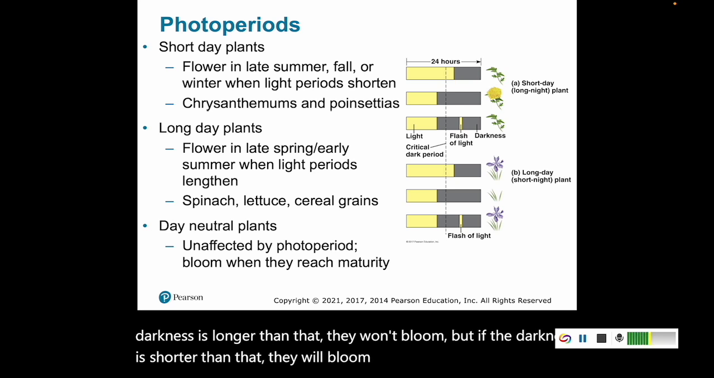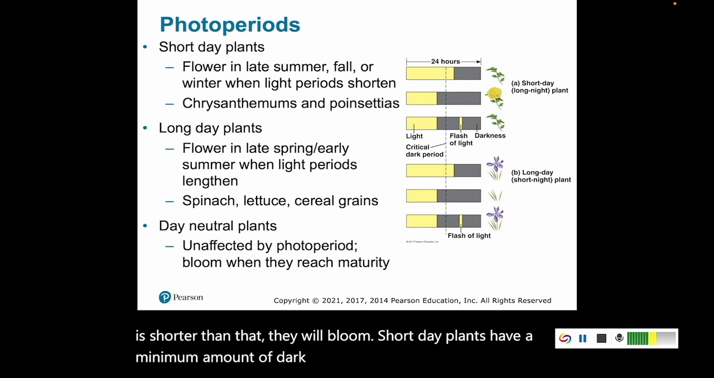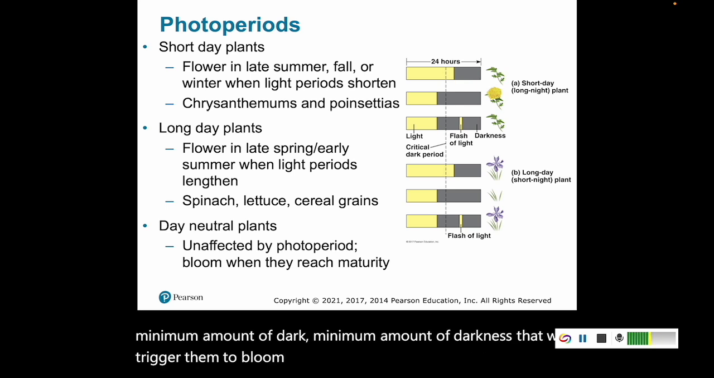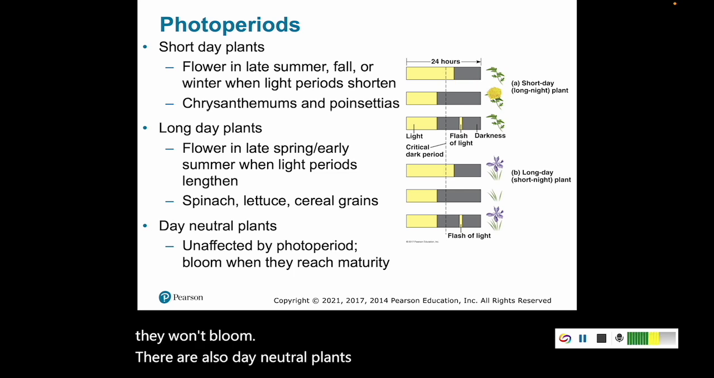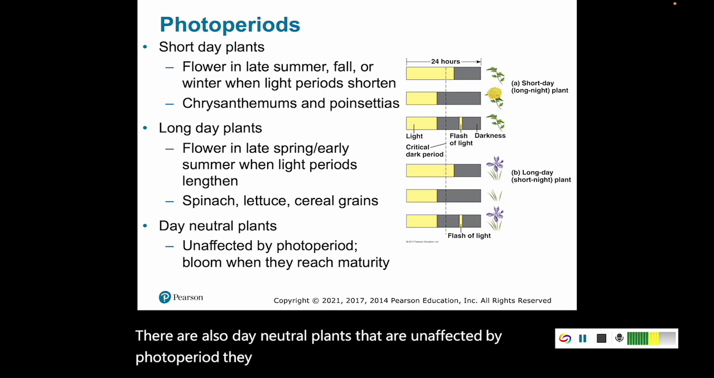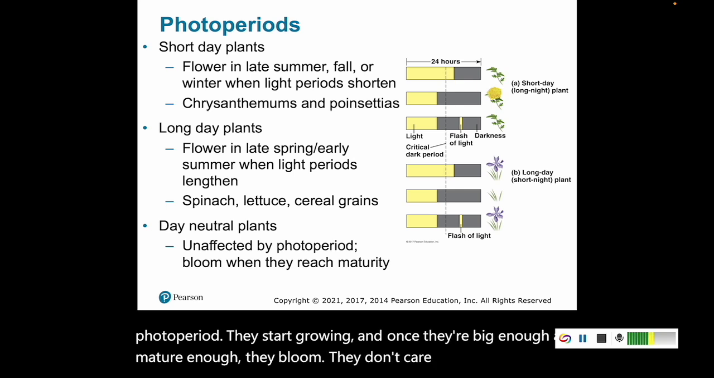Short day plants have a minimum amount of darkness that will trigger them to bloom, and if the darkness is shorter than that, they won't bloom. There are also day neutral plants that are unaffected by photoperiod. They start growing, and once they're big enough and mature enough, they bloom. They don't care how much sunlight is there or not.